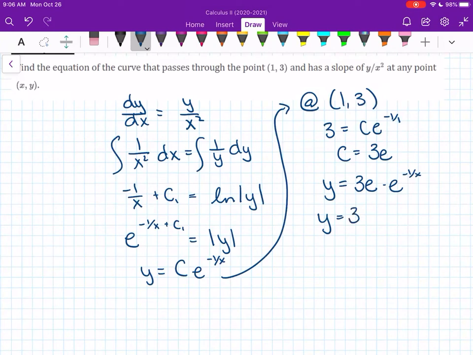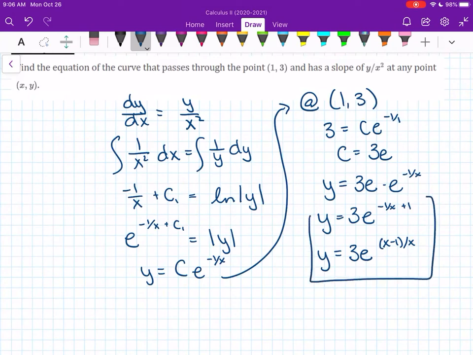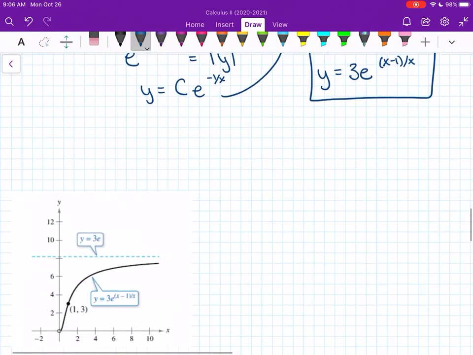Remember, there's an exponent of 1 on that first e, so I'm going to combine like bases: 3e to the negative 1 over x plus 1. That would be an acceptable answer. If you like to have a common denominator within that exponent, you would have 3e, and then your exponent would be the quantity x minus 1 over x. And that would be our final answer. Either of these would be appropriate.